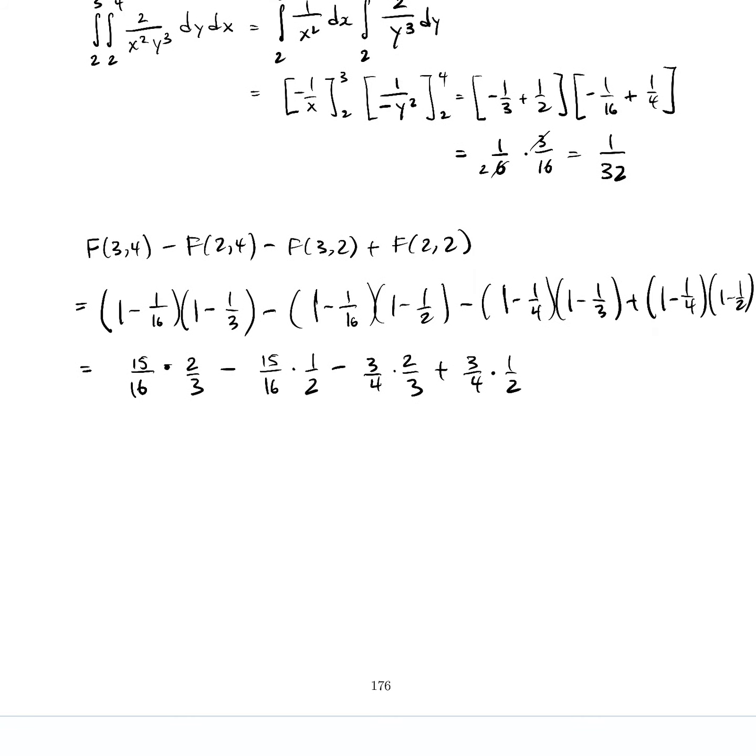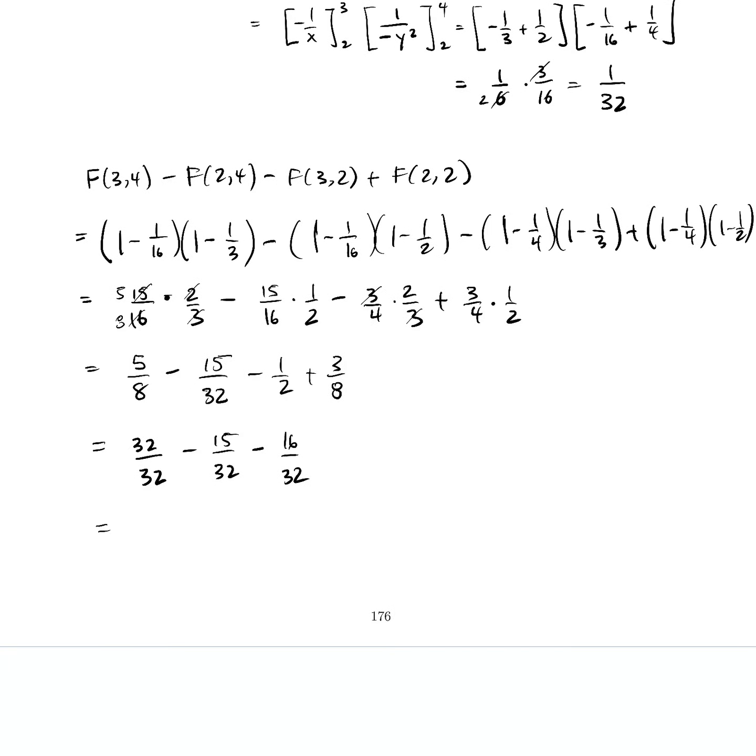Simplifying all of these, the 15 and the 3 give me 5, and 2 times 8 is 16, so 5/8, minus 15/32. Then these 3's cancel, and I'm left with minus 1/2 and plus 3/8. So 3/8 and 5/8 give me 8/8, which is 1. I'm going to put this over 32, because that's the denominator I need: 32/32 minus 15/32 minus 1/2, which is 16/32. So I get 32 minus 31 over 32, which is indeed 1/32.